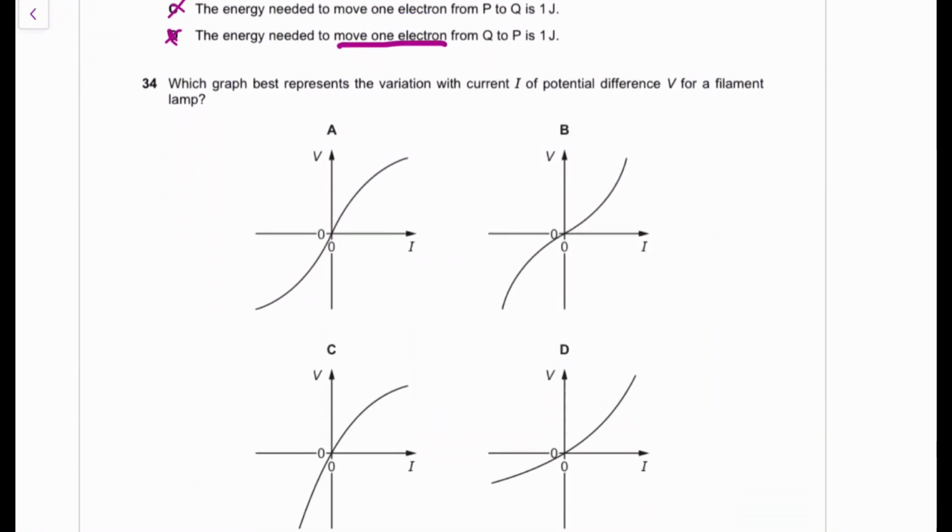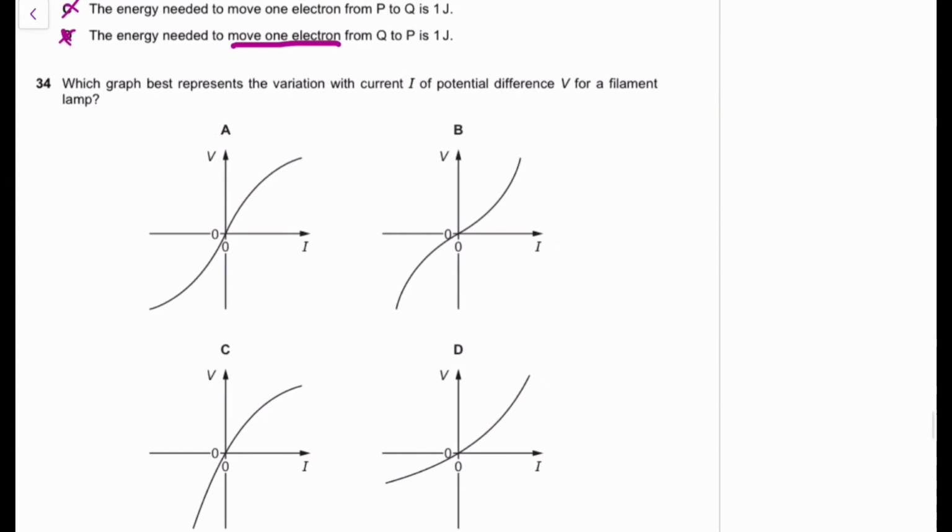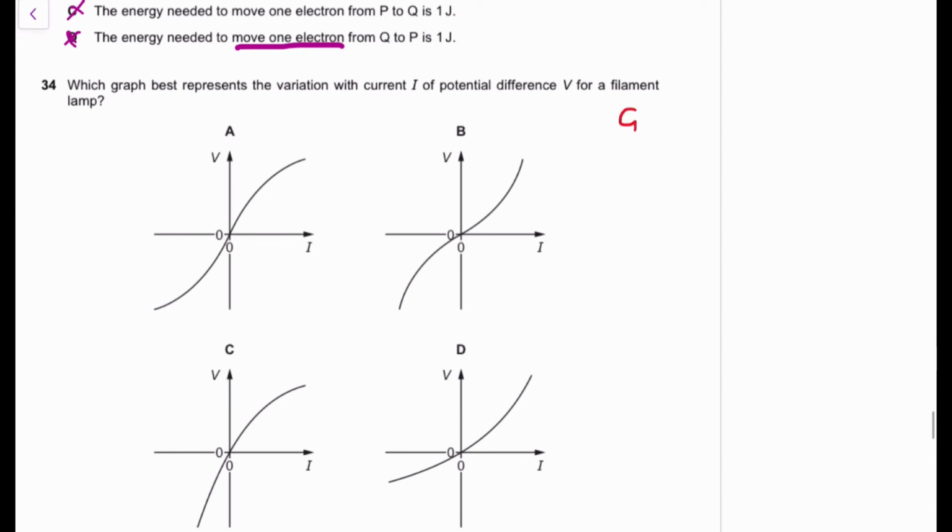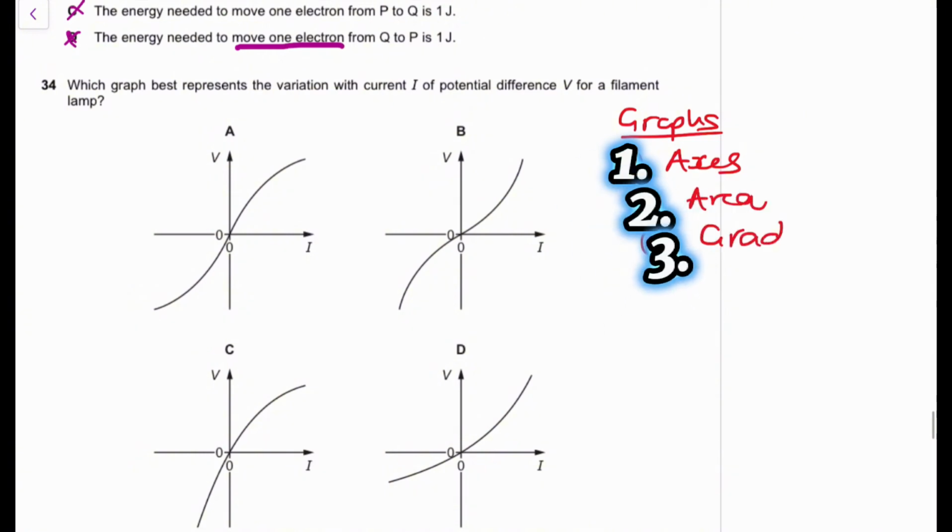Move on to question 34. Which graph best represents the variation with current I of the potential difference V of a filament lamp? What do we know, guys? I always say this, whenever you're given graphs, you're going to need three things. Number one, the x's. Number two, the area underneath the graph. And number three, the gradient.